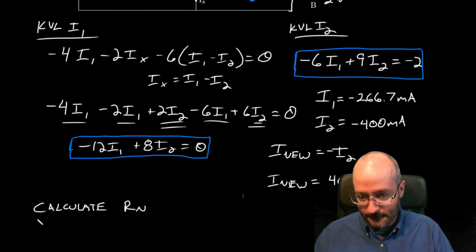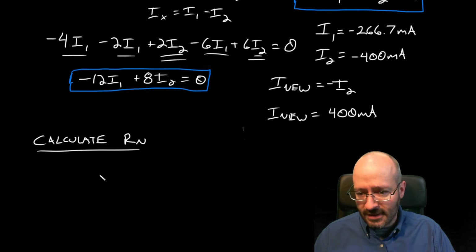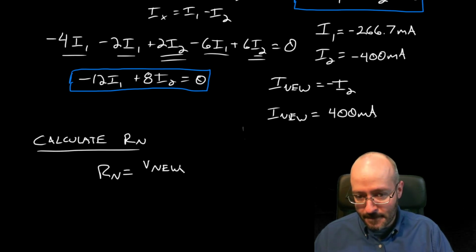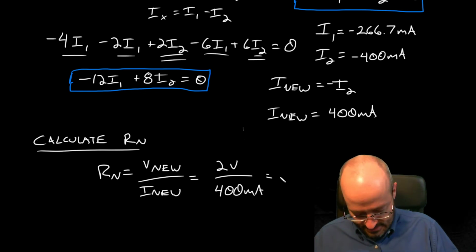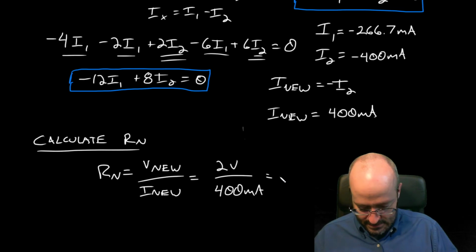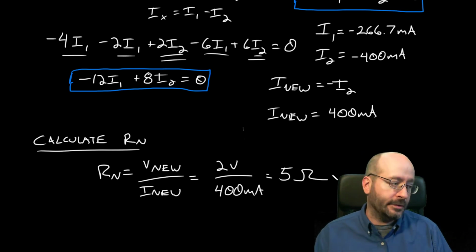All that's left to do is calculate R Norton. And since R Norton is the same as R Thevenin, we can say that R Norton is V new over I new, or 2 volts over 400 milliamps, also known as 5 ohms.